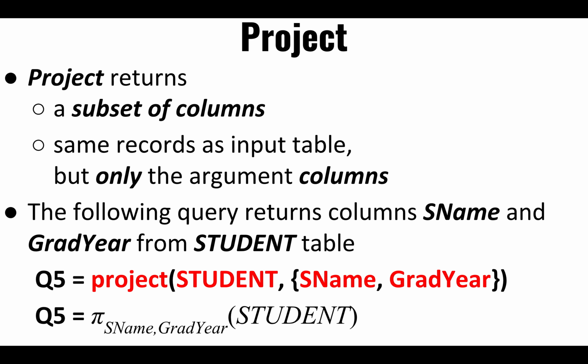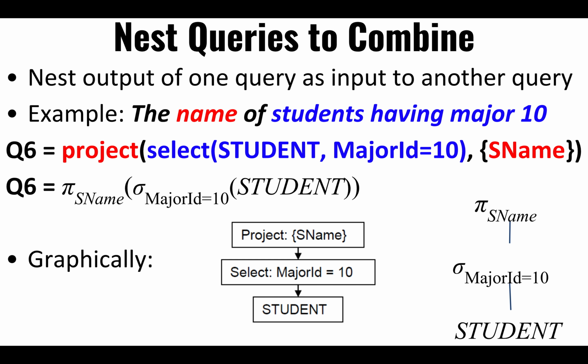Project allows us to filter out, from a particular query or a particular table, and identify only the fields that we care about. For instance, here we want to retrieve information about the student, all the student records, but I only want the student name and the graduation year. I don't want all the fields. And then you have the mathematical representation. You can combine these.